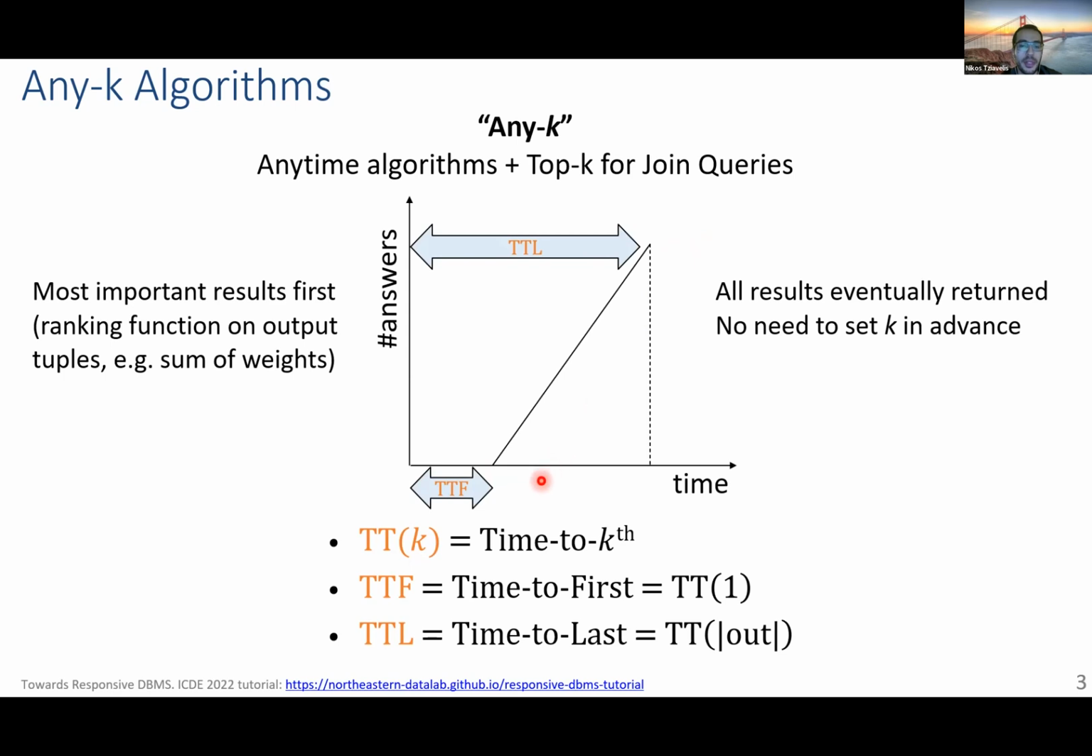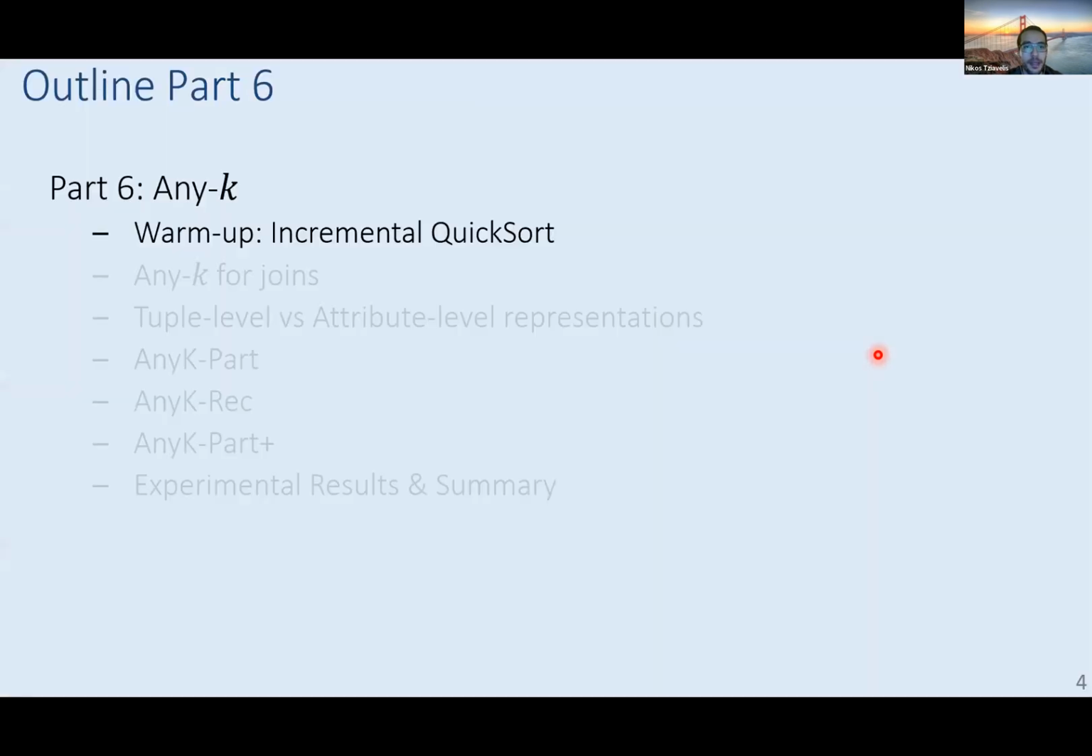So an Anyk algorithm starts returning results very early in the order of a ranking function. For the rest, let's assume that this ranking function is a sum of weights. And so it finds the best one very early, and then the next ones follow in quick succession. And importantly, compared to top-k, the value of k doesn't need to be set in advance, so there's no hard limit to when we stop the algorithm.